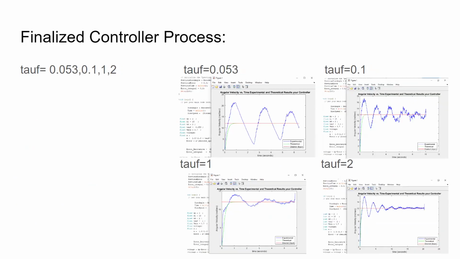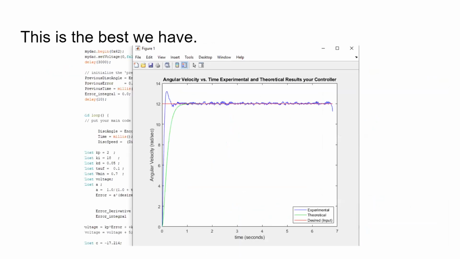This is tau F. Please note for these graphs, there was a mistake and we weren't able to catch the fact that our KP value was the wrong value. But our tau F of 0.1 is the most optimal value. The other values are oscillating a lot more. We're also seeing an increase in oscillation because one of the values is incorrect, but tau F 0.1 did give us the best response.